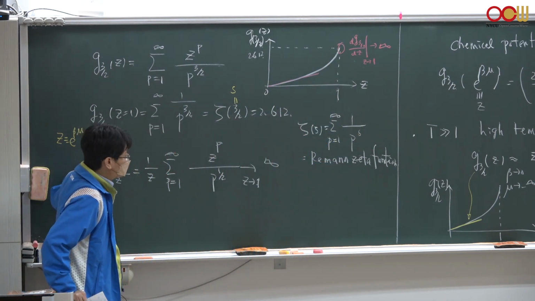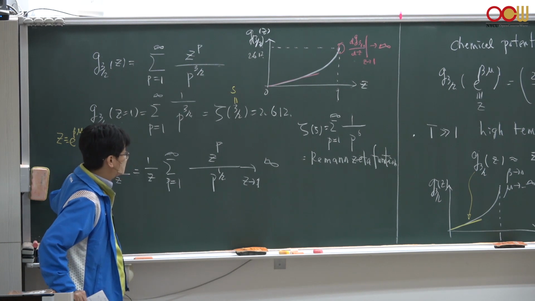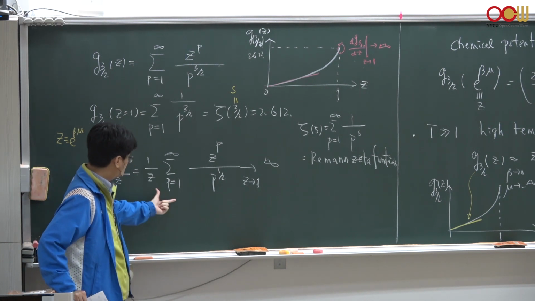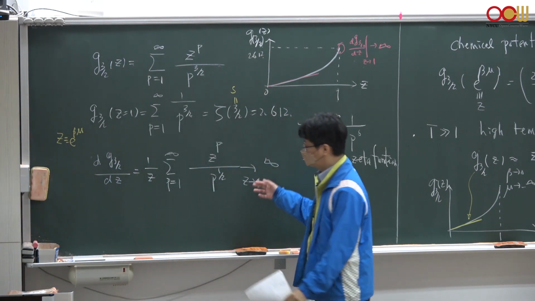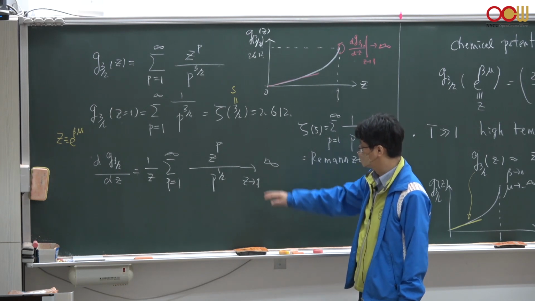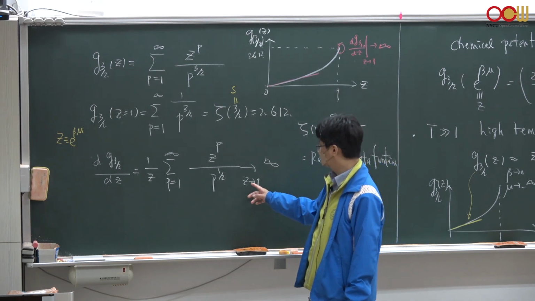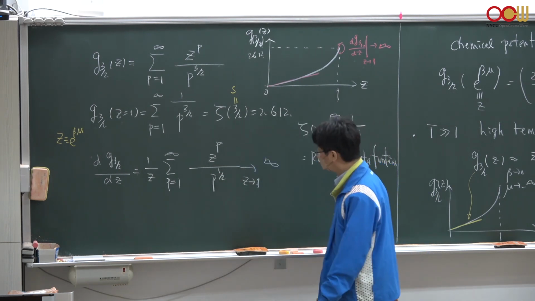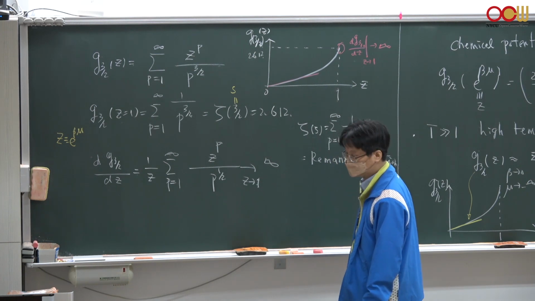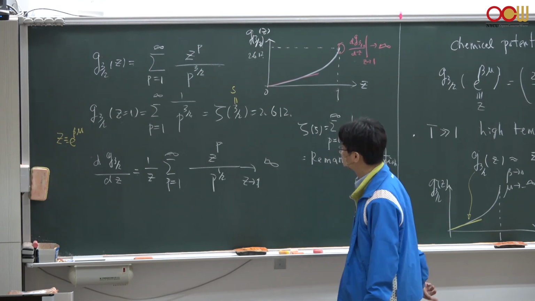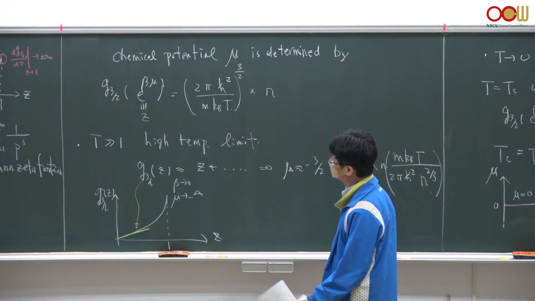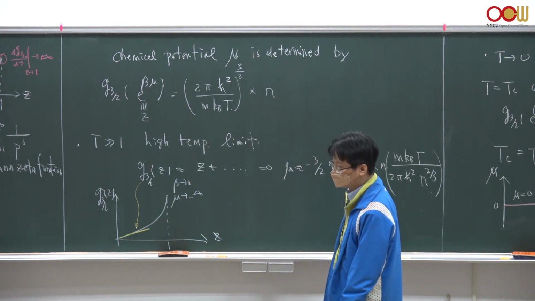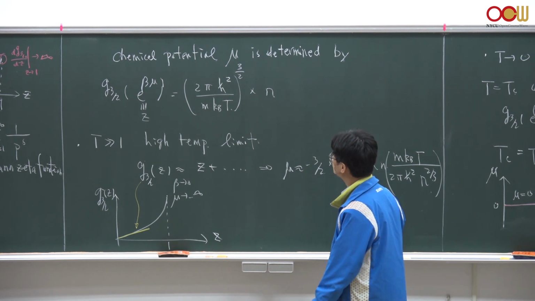All right, so let's evaluate the first derivative of this G3 halves function with respect to z, which is given by this, and you could check your table of integration or summation. When z goes to 1, this summation diverges. So something diverges here, and we will link this divergence to the BEC phenomena.